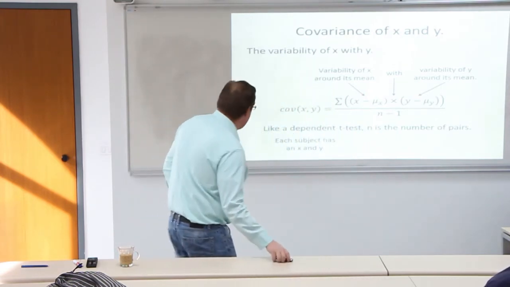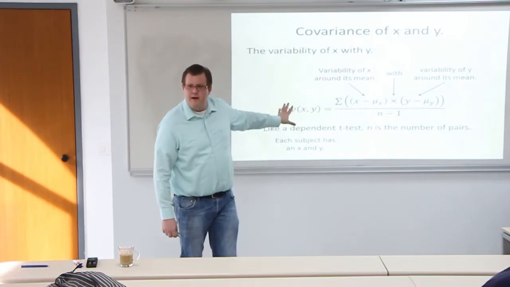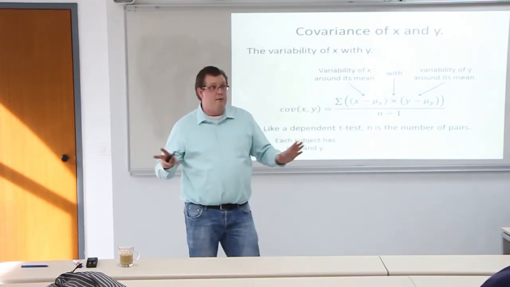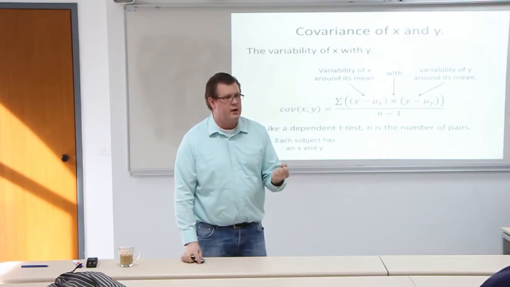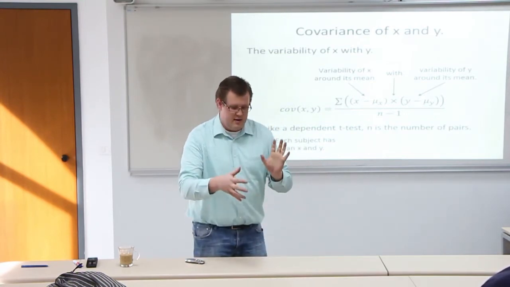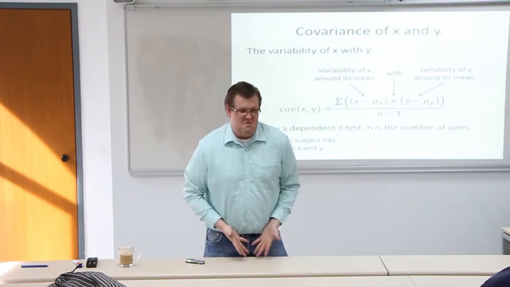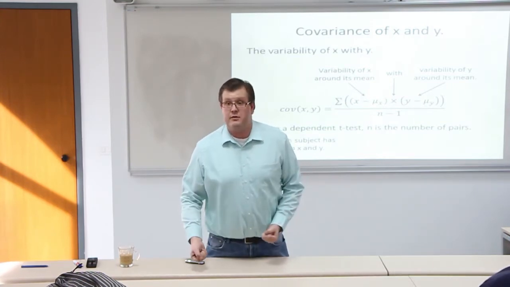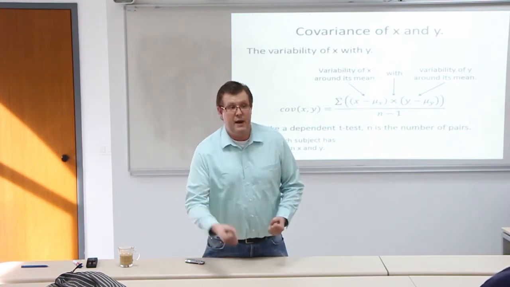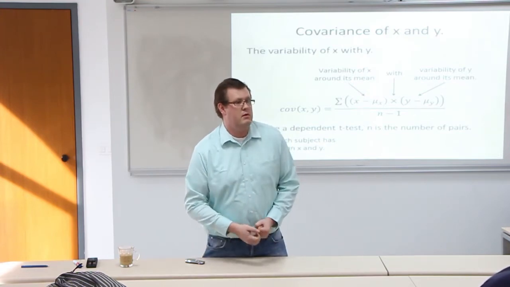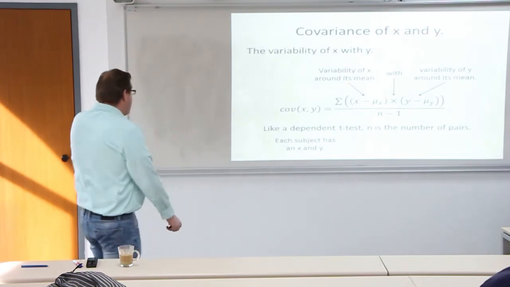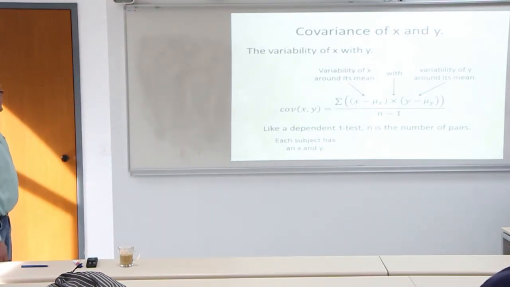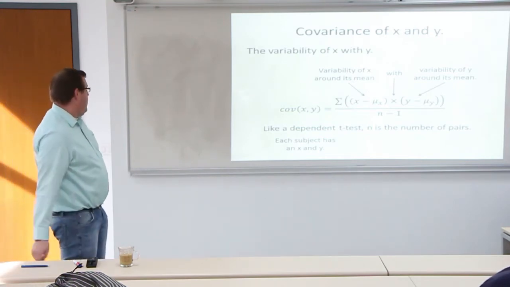Okay, even like the ANOVAs that we were doing, even when we had a factorial non-repeated measures design, we still had a pairing. Each subject's dependent variable was paired with a condition, right? We paired a condition with that dependent variable. All right, so like a dependent t-test, here we're talking about the number of pairs. Each subject has an x and a y.